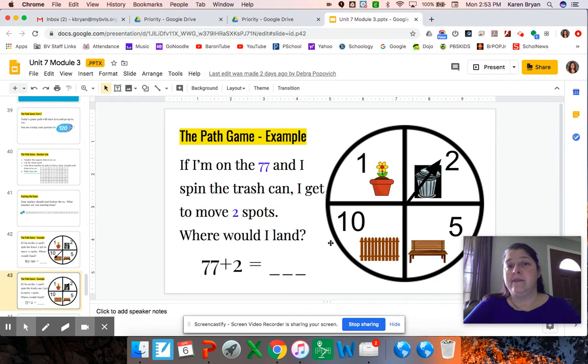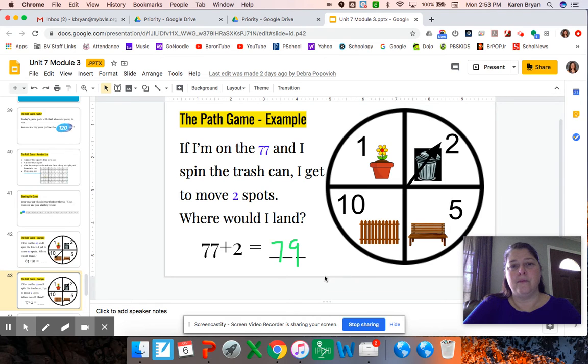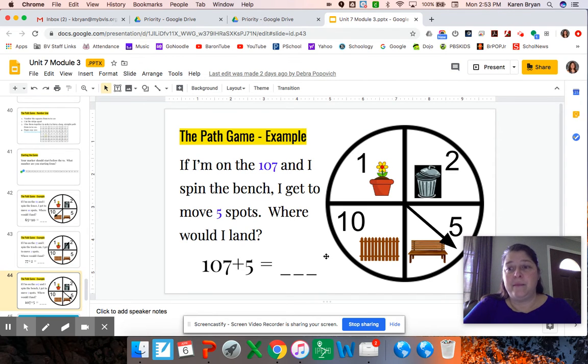If I'm on the 77 and I spin the trash can, I get to move 2 spots. Remember, this is pretty easy. All we would have to do is count on. 77 plus 2 would be 79. And I think one more example. Now we're up over 100.